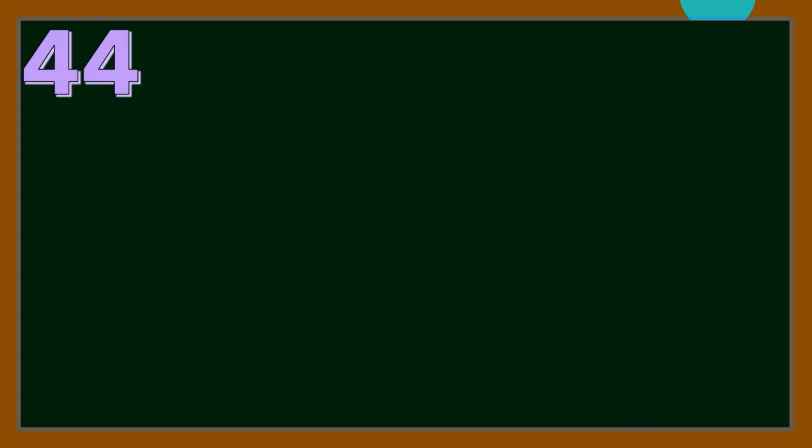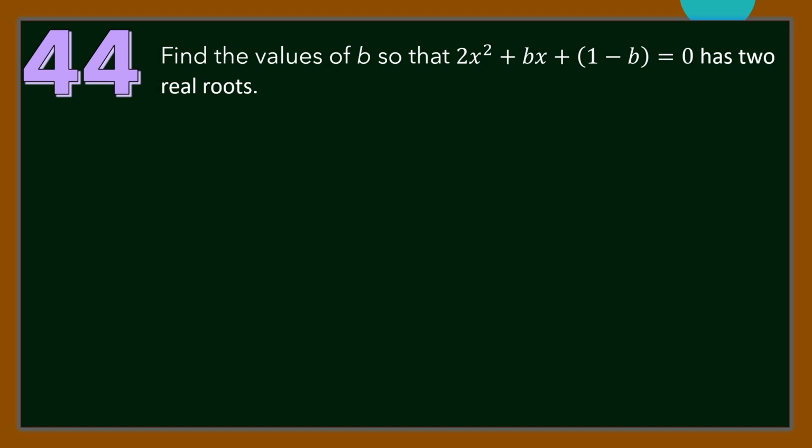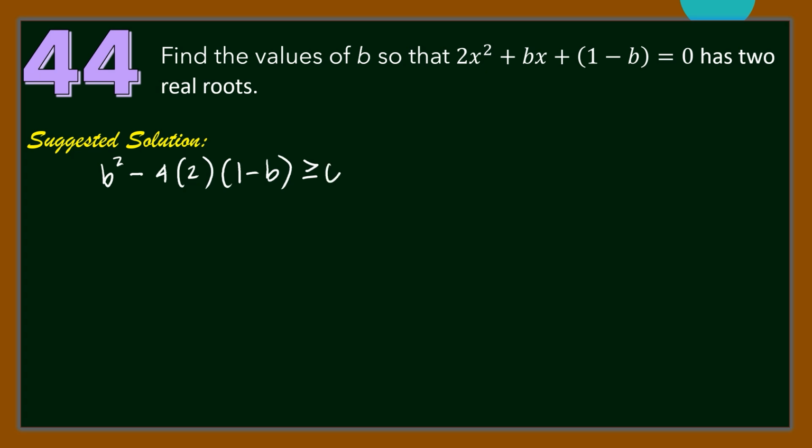Number 44. Find the values of b so that 2x squared plus bx plus 1 minus b equals 0 has two real roots. Here's our suggested solution. For the given quadratic equation to have two real roots, the discriminant must be greater than or equal to 0. So we have b squared minus 4 times 2 times 1 minus b is greater than or equal to 0. So we have b squared plus 8b minus 8 is greater than or equal to 0.